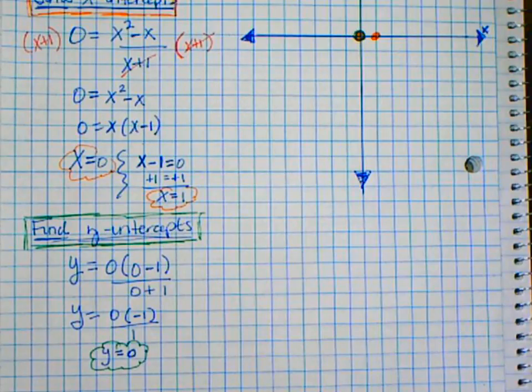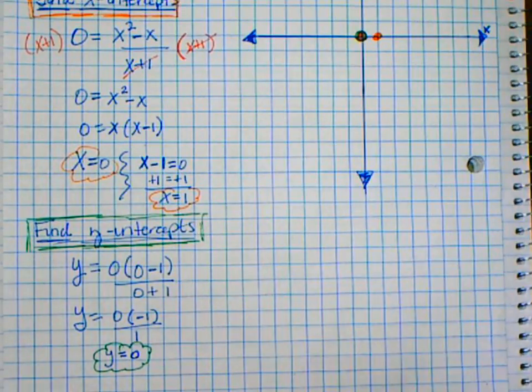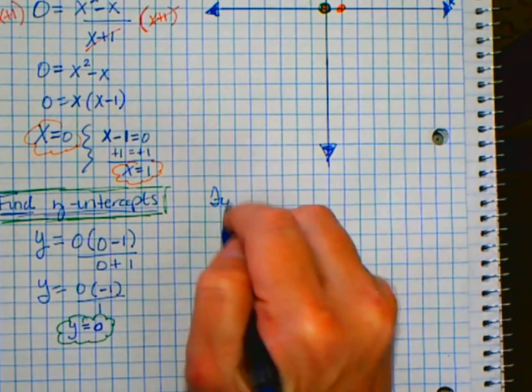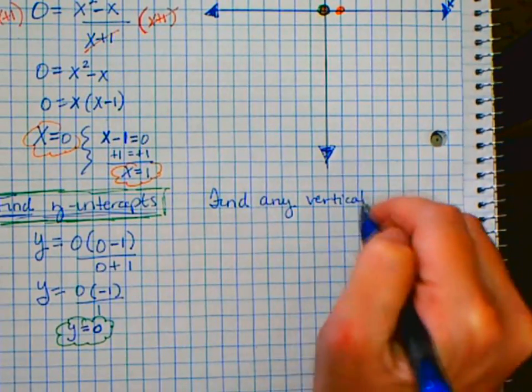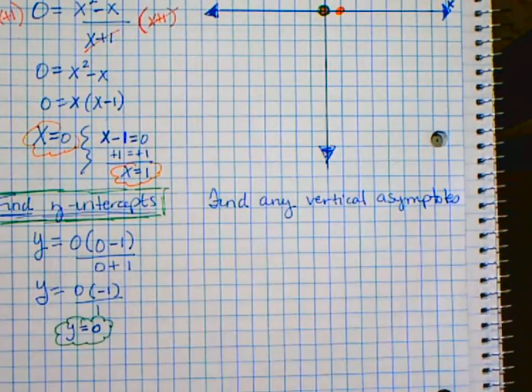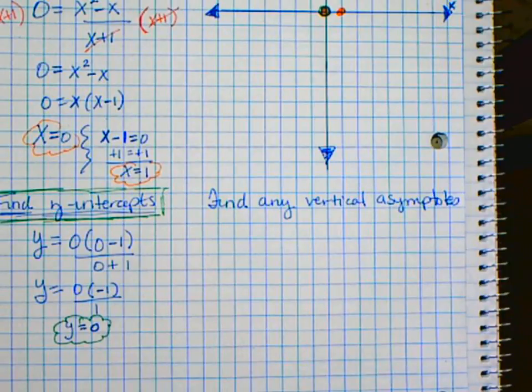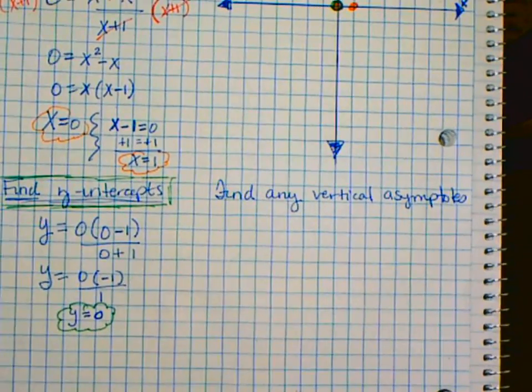Next on my list, find any vertical asymptotes. You can have an unlimited number of vertical asymptotes. You may not have any, but you can have multiple, okay? Find any vertical asymptotes. So these are the ones for the asymptotes. You may want to keep referring back to your notes until you have it in your head what's what.